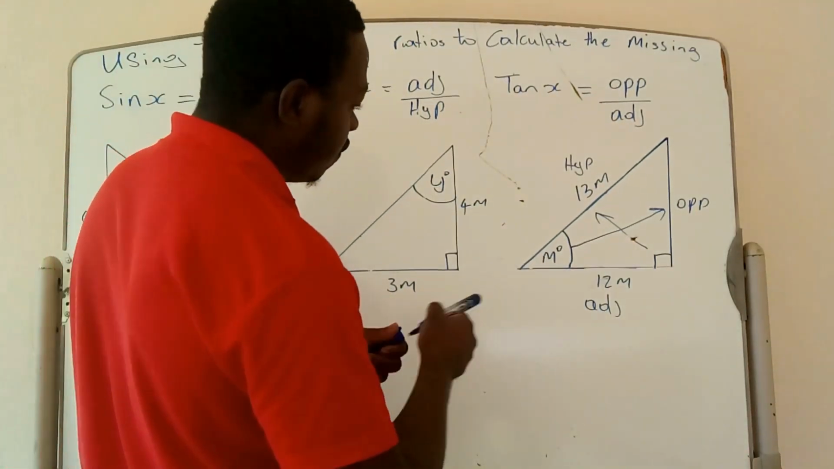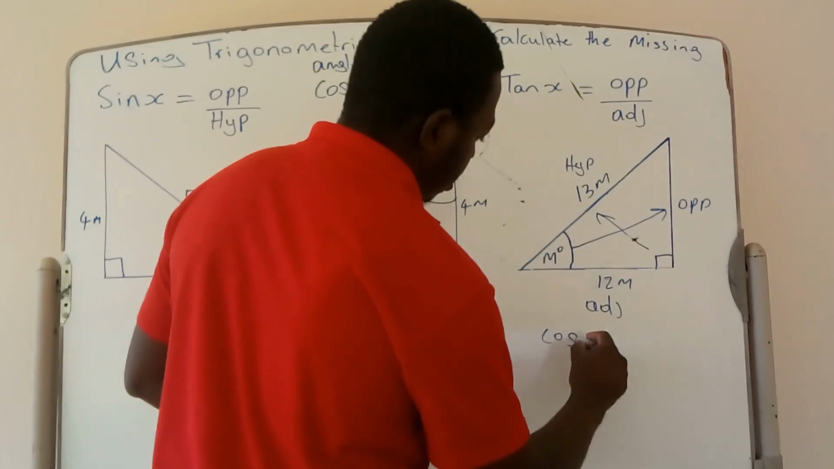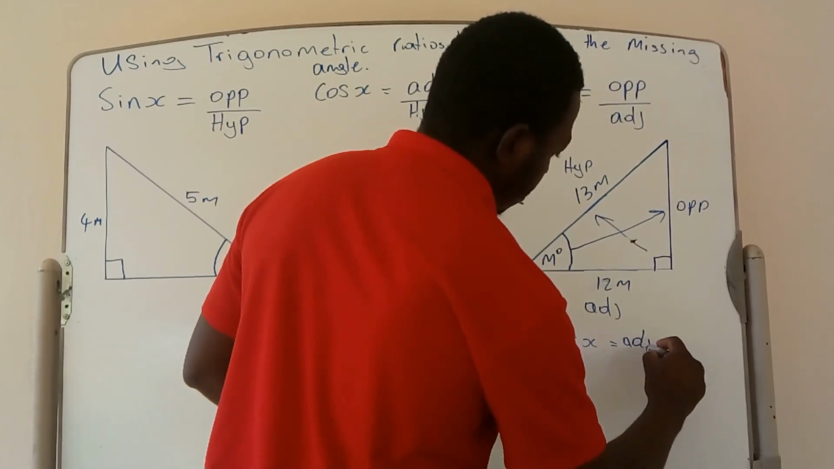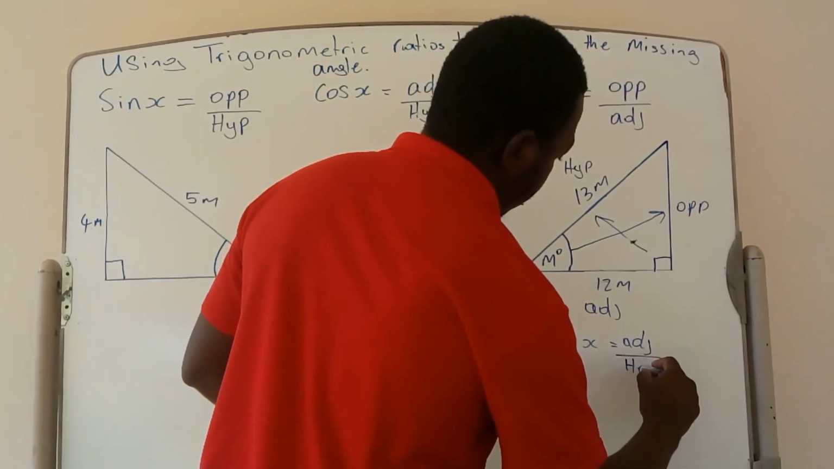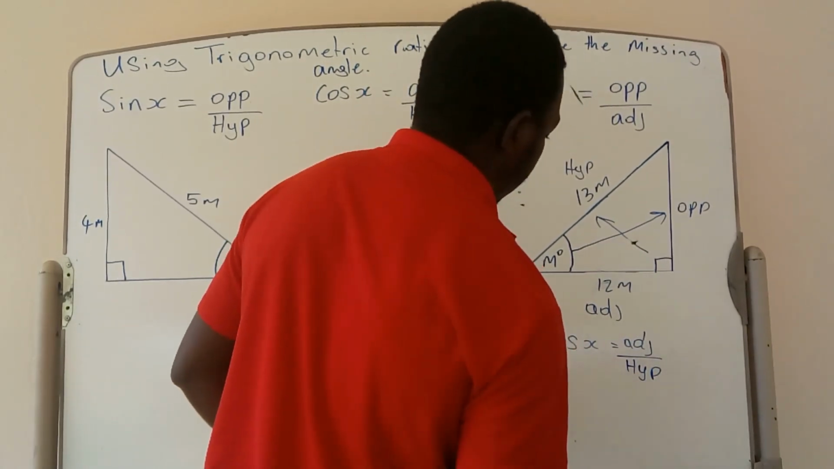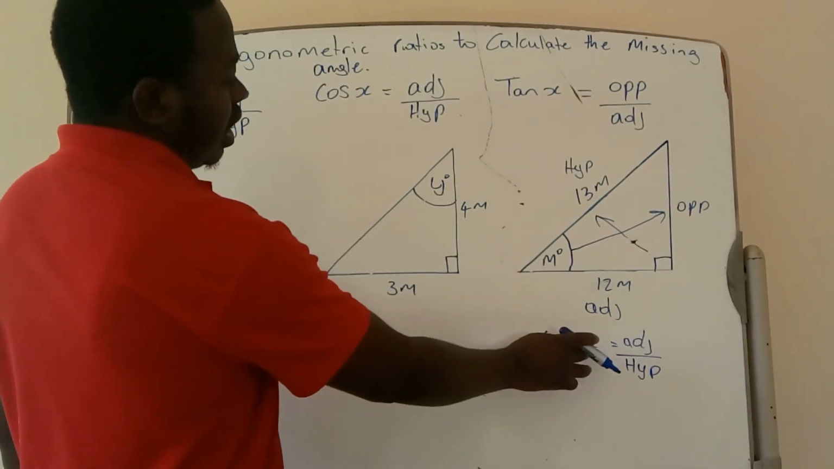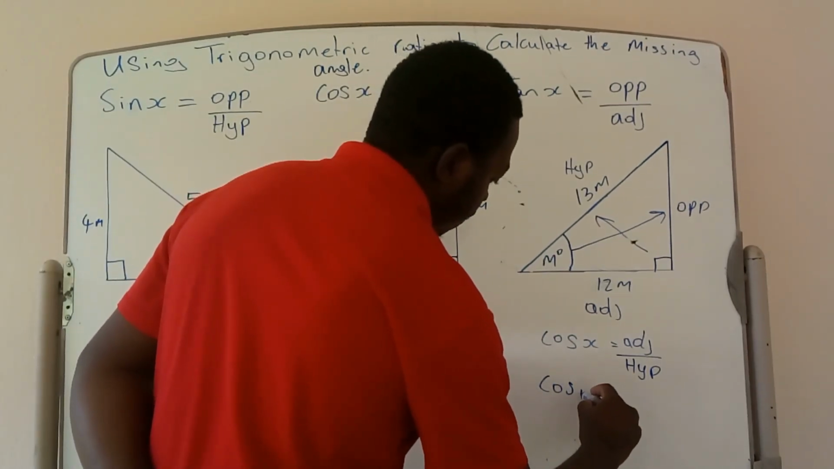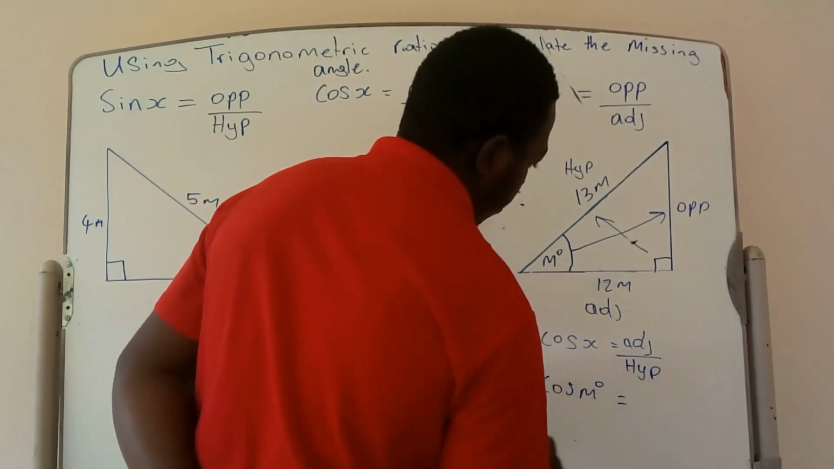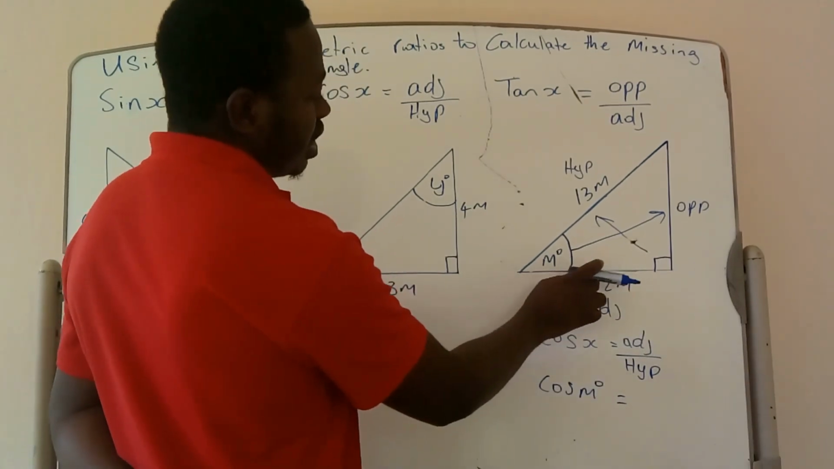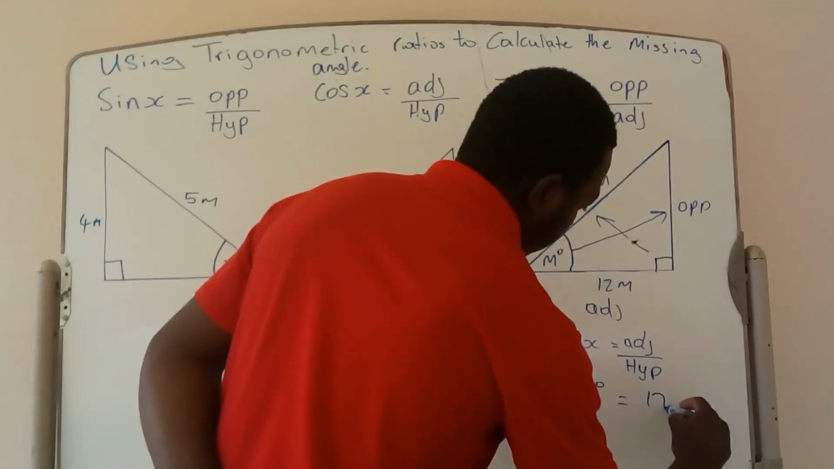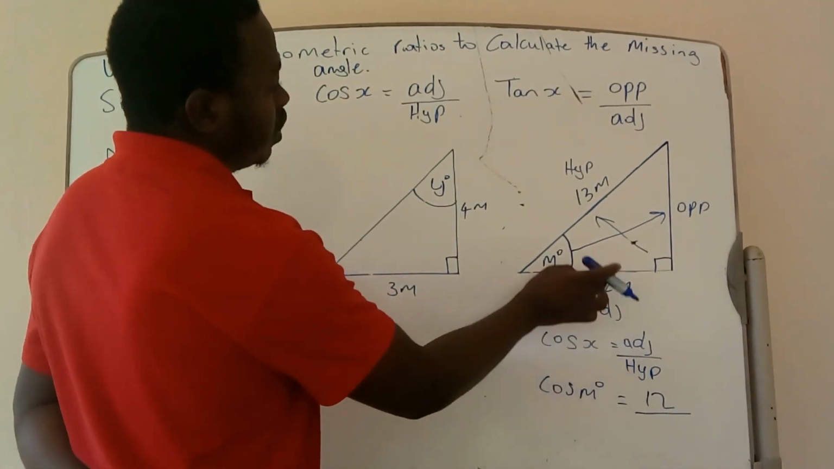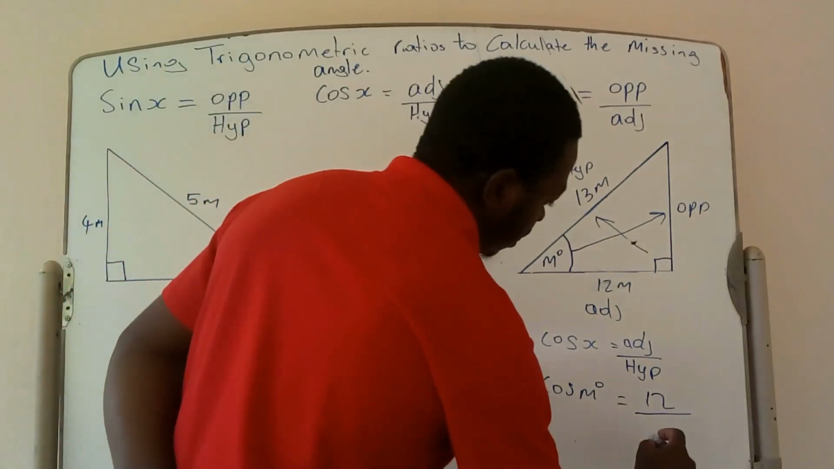Now go ahead and write your formula. So we know that cos x is equal to adjacent over the hypotenuse. Now what is x in this case? It's angle M. So we can write cos of M degrees is equal to the adjacent length. What is the adjacent length? Which is 12. So this is 12 all over the hypotenuse length, and the hypotenuse length is 13.